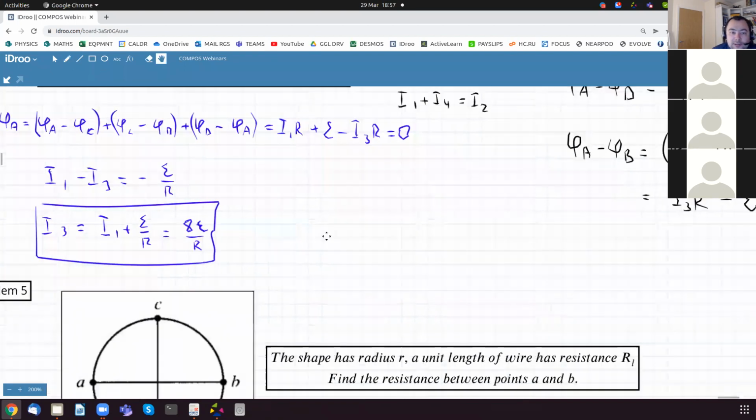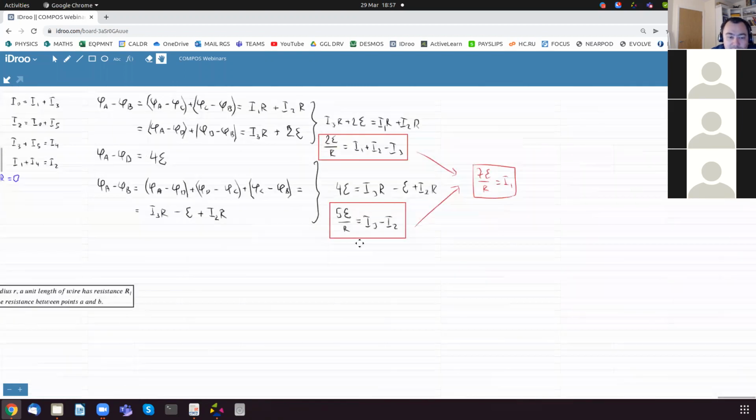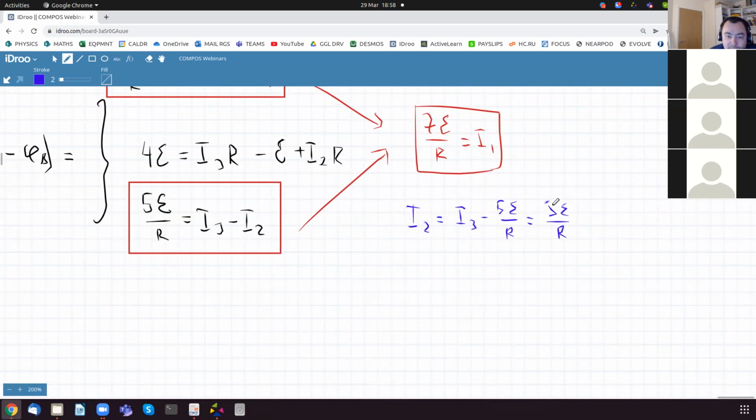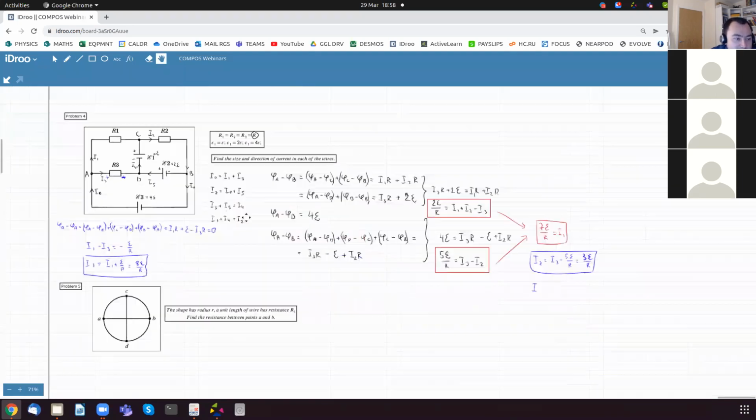And then we literally just go ahead and find I2. So I1 is 7 over R. So I2 is going to be I3 minus 5 EMF over R. So that's 8 EMF over R minus 5 EMF over R, which is 3 EMF over R. Okay, so we found I2, 3 EMF over R. Then we need to find I0.